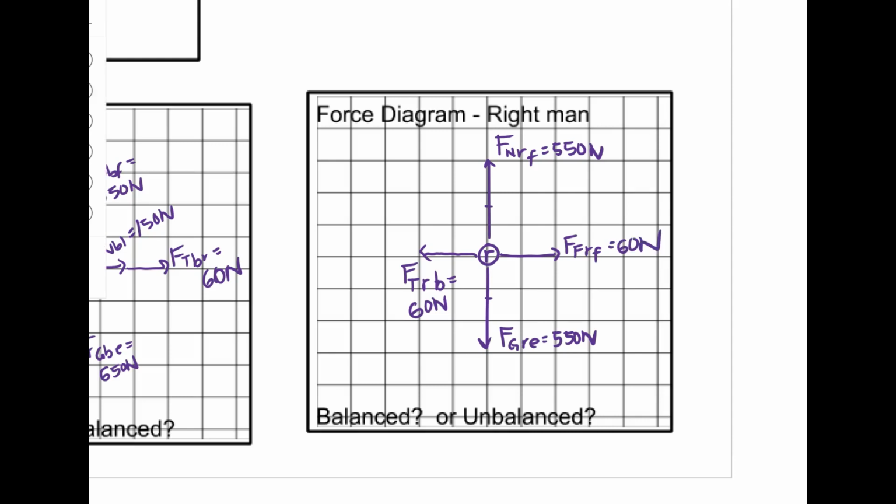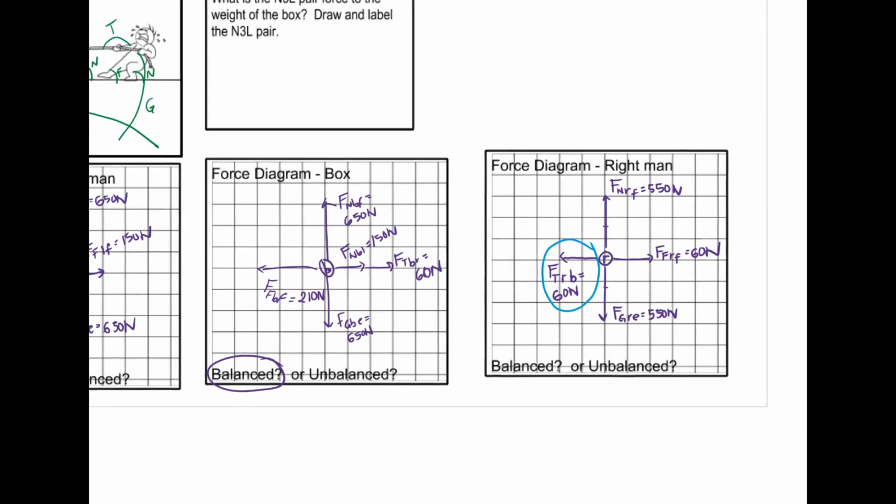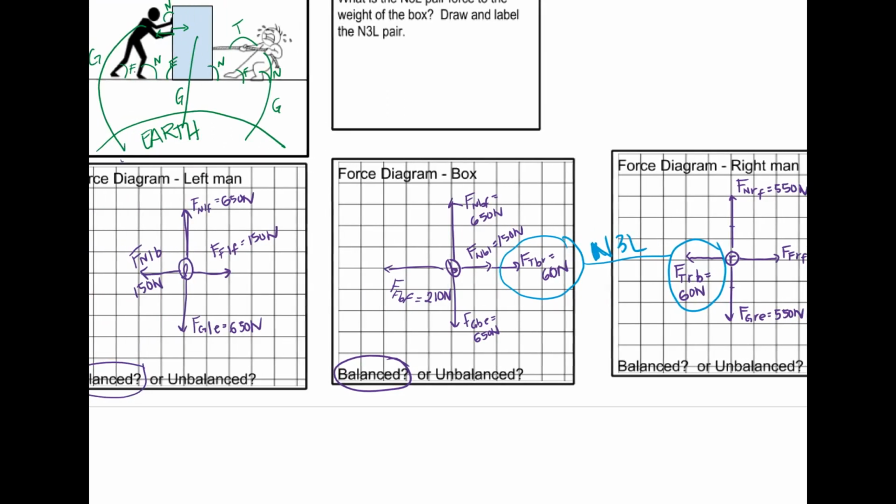Now our third law pairs are going to be the ones that have the same force type and same feeler-dealers in different directions. So we have one right here, force of tension with the right man and the box to the left, and this one is to the right. There's our first Newton's third law pair. And our second one is going to happen with the box and the left man.